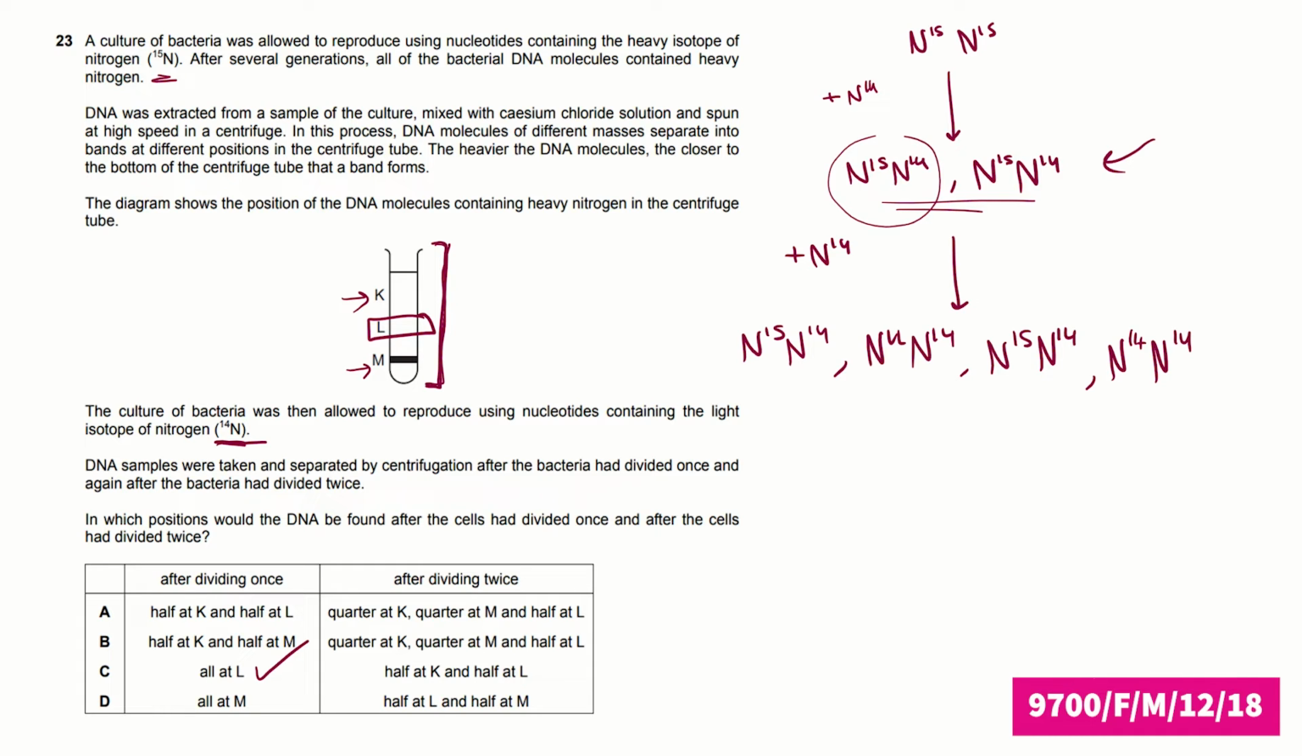Now, in this case, we have two hybrids and two light chains. Therefore, as we mentioned, because these are two hybrids, there will be some in the middle, which is L. And because we now have two light, N13 and N14, which are these ones, it's going to be at K, because K has the lightest nitrogen isotopes. Therefore, the answer must be half at K and half at L. Because it's 2 and 2, the answer must be C.